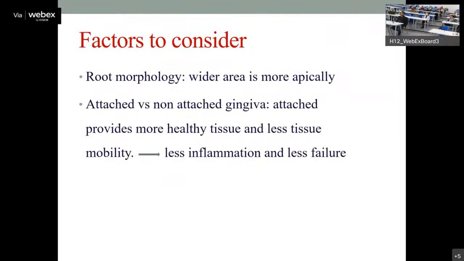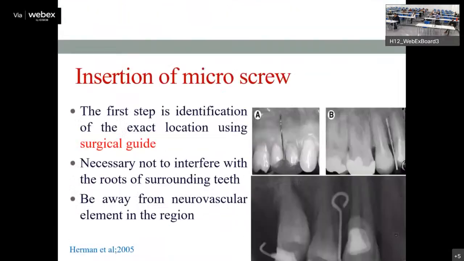So again, you need to consider the root morphology. A wider area is present more vertically. So when you insert your microscrew, you need to angulate your microscrew more toward the apex of the root. It's preferable actually to insert microscrews in attached keratinized gingiva because attached gingiva provides more healthy tissue and less tissue mobility. When there's less mobility, there's less inflammation and so less failure.